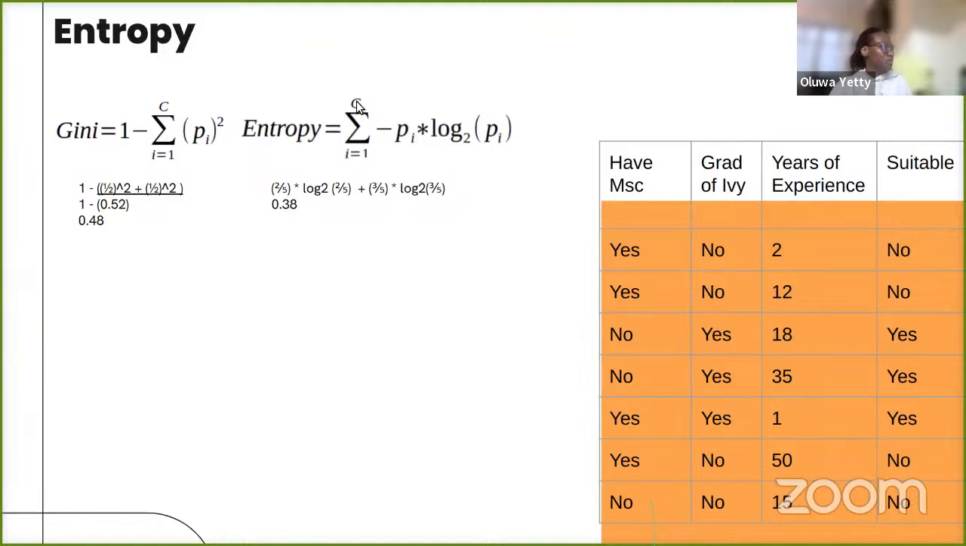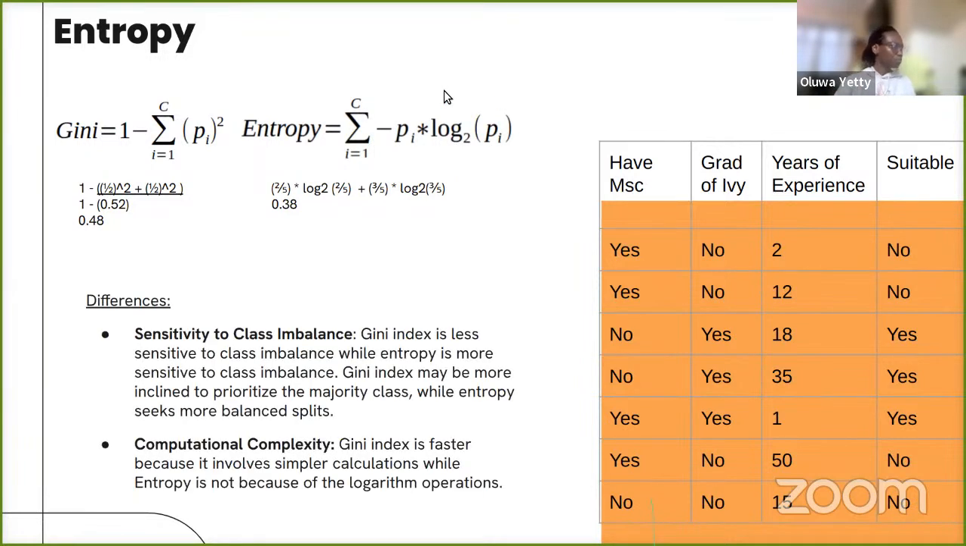The only difference is this formula at that node level. I was saying Gini index is less sensitive to class imbalance. This particular data set, I think, is balanced. You can say it's balanced because out of 7, at least 3 are yes and 4 are no. If it's like 1 no and 6 yes, or 2 to 4, you can say that's not a balanced data set. So Gini index does not really capture when you have imbalanced data.